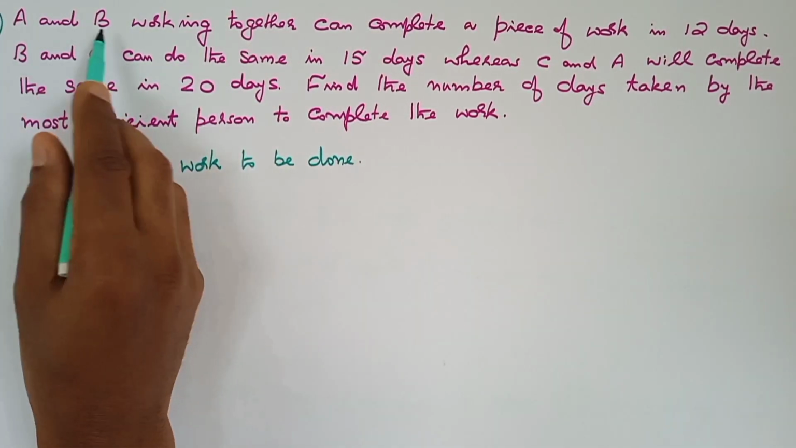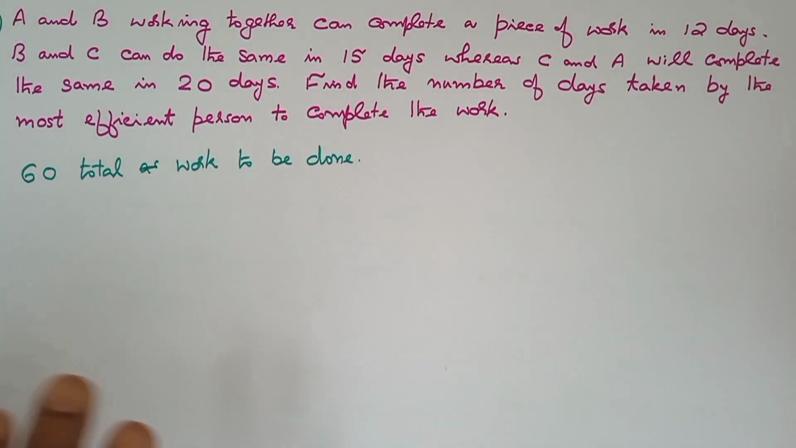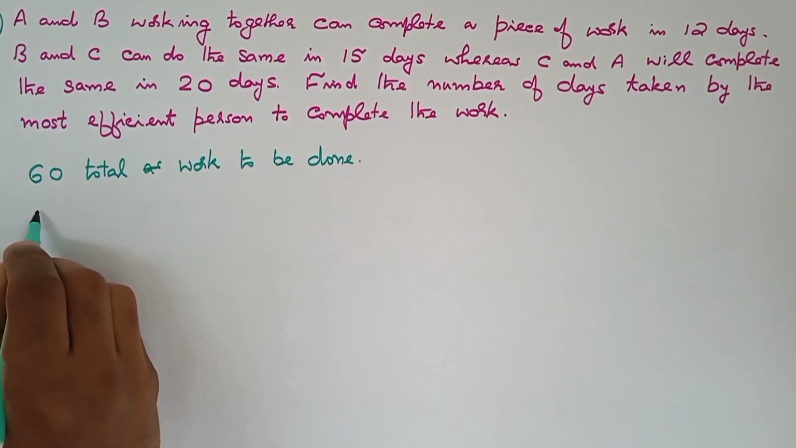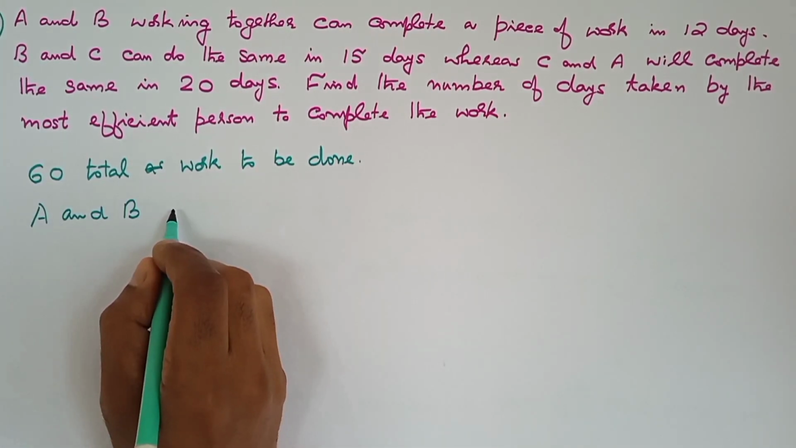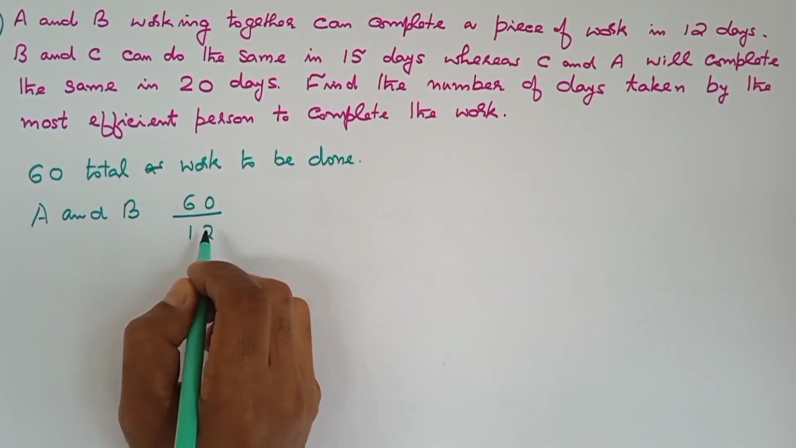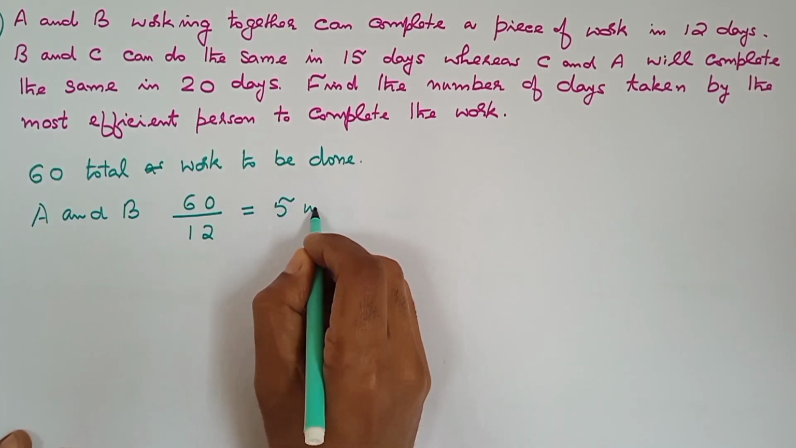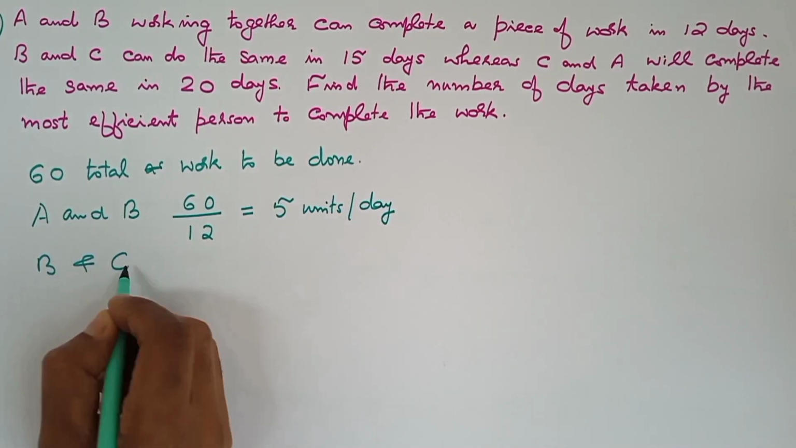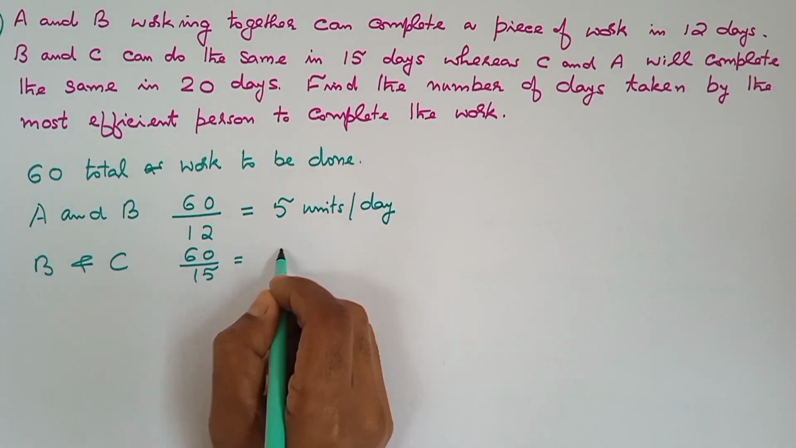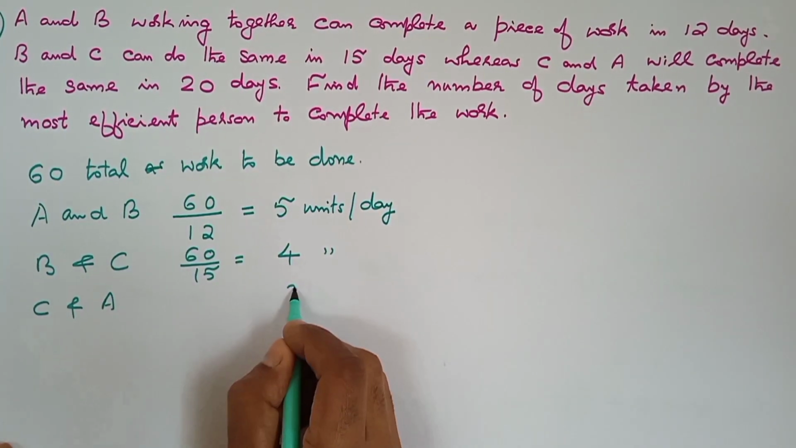Instead, what are we given? Two people working together complete 60 units of work in 12 days, using which we can find the quantity of work done by A and B together on a single day. A and B do 60, the total work is 60, and together they take 12 days. 60 divided by 12 gives the amount of work these two people together do in one day. Similarly, B and C will do 60 by 15, they take 15 days. So 4 units per day. And C and A, again 60 by 20, 3 units per day.